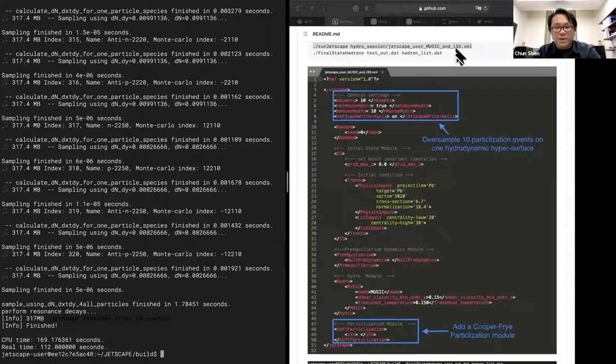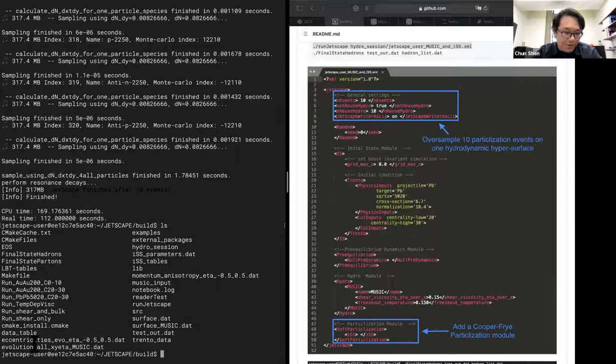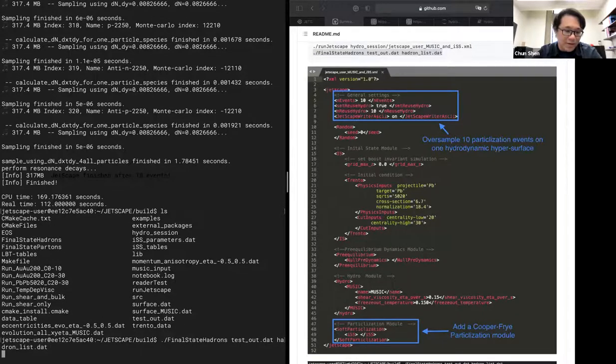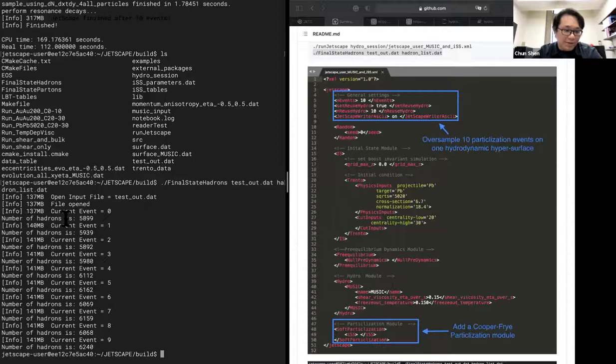So once you finish this, what it does is output all the particle information into this test.out, which is the same text file that you used when you generated the jet events. If you use the ASCII writers, you will have these files, which you already tried in the earlier simulations. So we'll use these final state hadron scripts to read out the final state hadrons from this test.out output and put them into this hadron list file. And you can see that in each event there are about 6,000 hadrons observed. We also have 10 Monte Carlo events, numbered from 0 to 9.